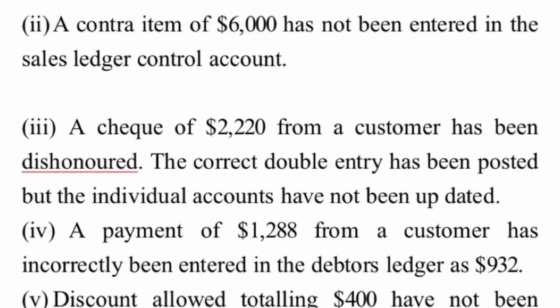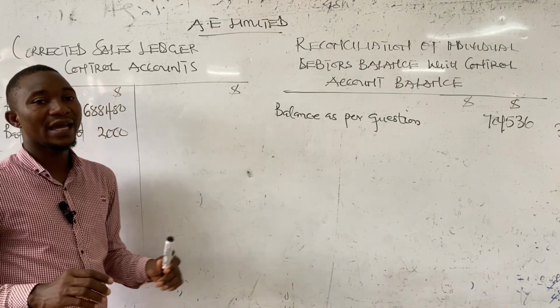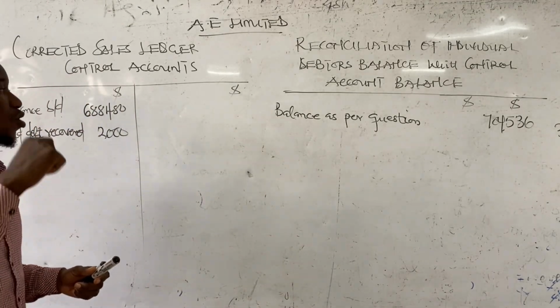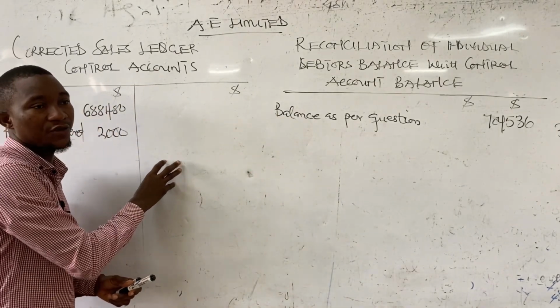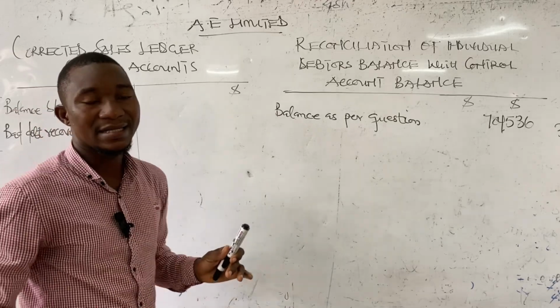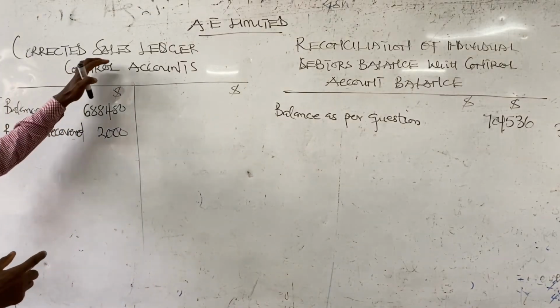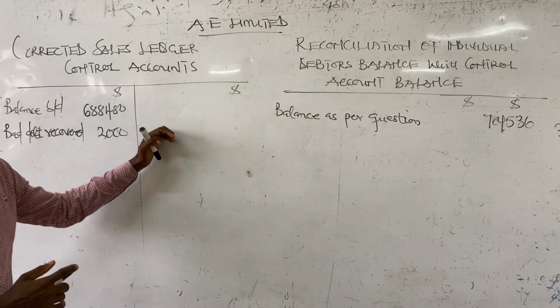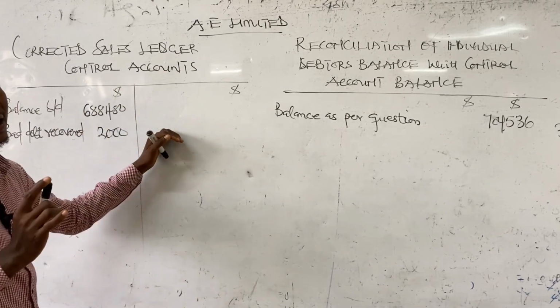Very good. II states that a contra item of $6,000 has not been entered in the sales ledger control account. It means the error has occurred in the control account, not this account, so we have to correct it over here. What then is a contra entry or a contra item? A contra item is a set off. It means that there is a balance on the sales ledger control account and we are setting it off against another balance, probably the balance on the purchases ledger control account.